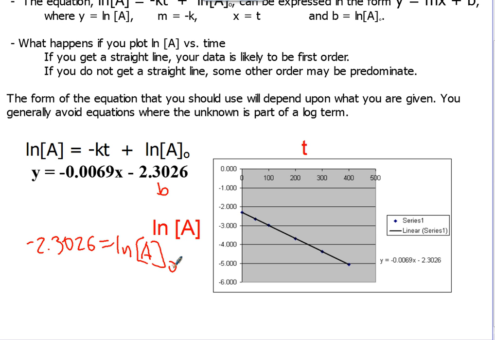Could you solve for A? How do you do that, Laura? You do the E, right? I say you exponentiate both sides, but you just E both sides. So you go E to the negative 2.3026, E to the natural log of A. What does E to the natural log of A do to that side? Gets rid of the natural log. So you just have A, because E and natural log are opposites of each other. What's the opposite of multiplication? Division. What's the opposite of anti-log? Log. What's the anti-log? It's the opposite of log. Right. It's the anti-log.